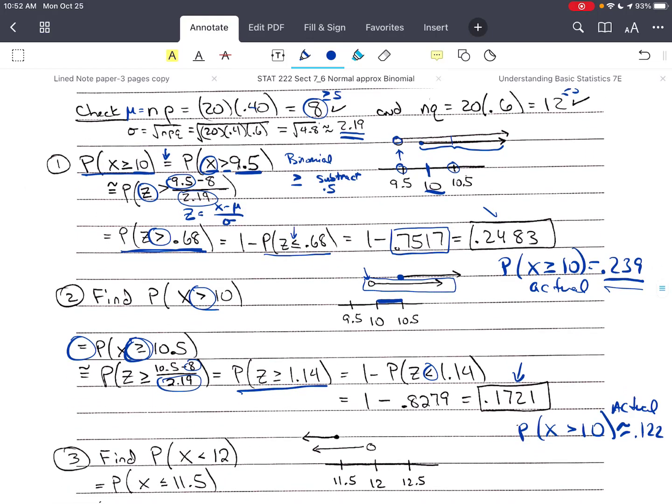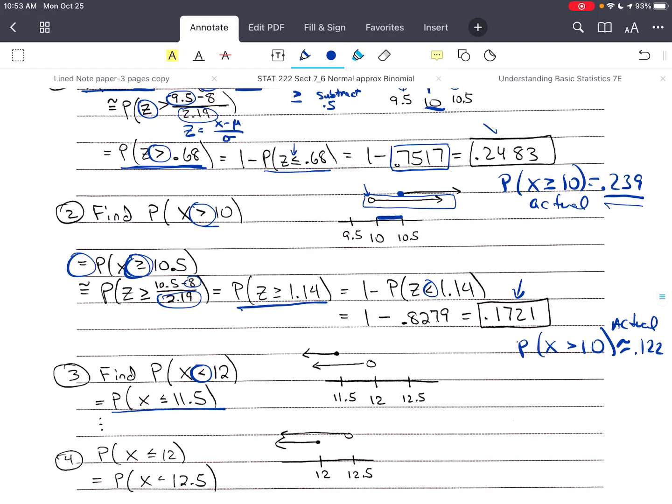Okay. Now let's do another. Let's find the probability that x is less than 12. So again, less than 12, we have this open circle here at 12, and we're going to move 0.5 away from 12. So we're going to actually go down to 11.5. If we went to 12.5, then we would include the probability across 12, and we don't want that because this is strictly less than 12. So we need to subtract 0.5 in this case. And so this makes it the probability that x is less than or equal to 11.5.